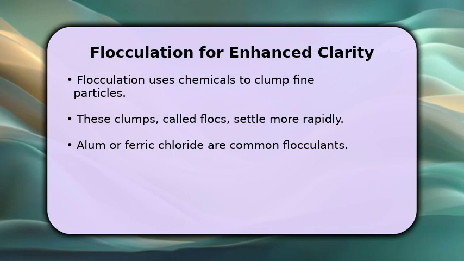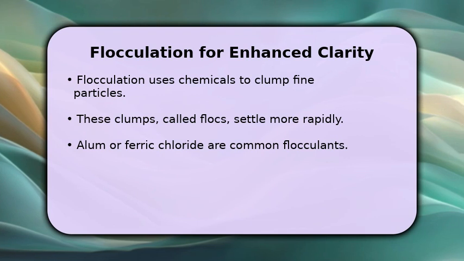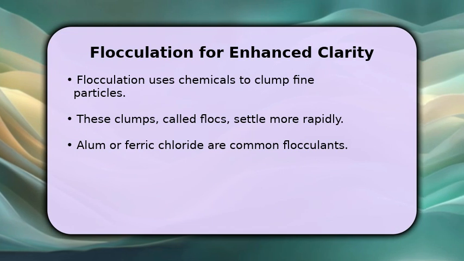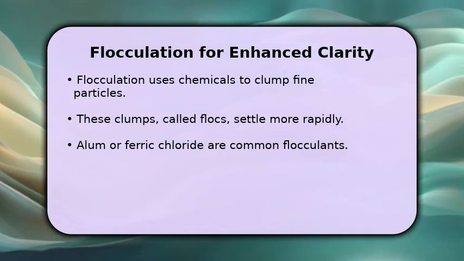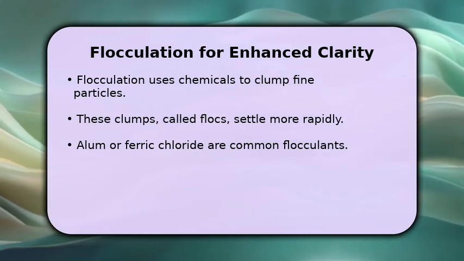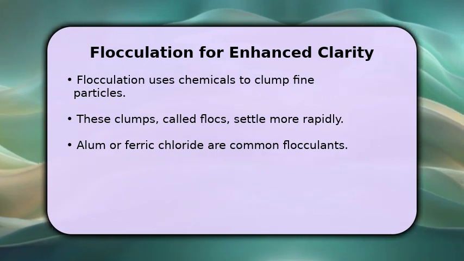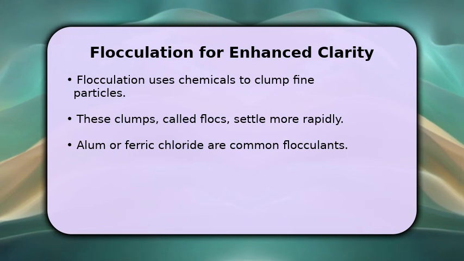For extremely fine mud particles that resist settling or filtration, flocculation can be a powerful enhancement. This involves adding a small amount of a chemical agent, like alum, to the muddy water. These agents cause the tiny, suspended mud particles to clump together, forming larger, heavier aggregates called flocks. These flocks then settle much more quickly and are easier to filter out, dramatically improving the overall clarity of the water.